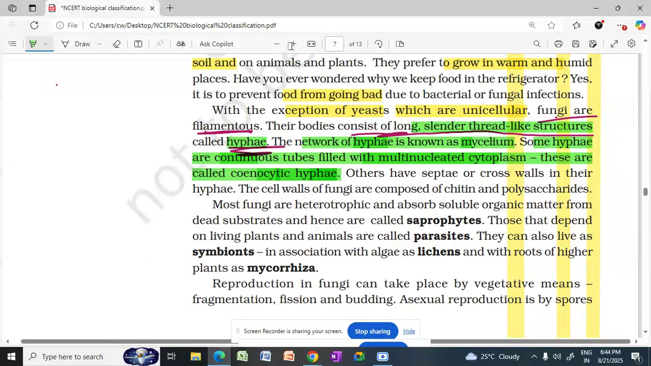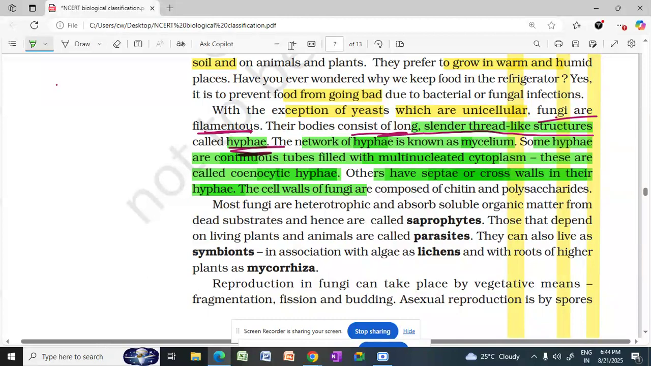Others have septa or cross walls in their hyphae. Septa means cross walls in their hyphae. I will show you an image just after completing this paragraph. So see, what is hyphae? Long cylindrical thread-like structure. Clear?